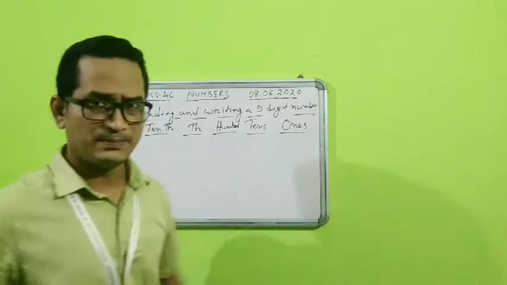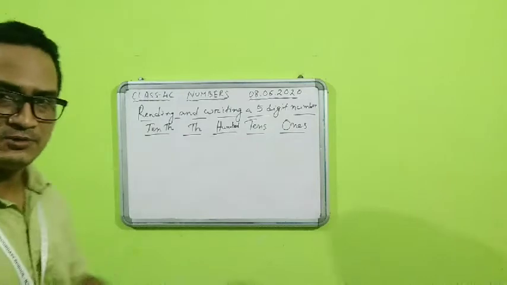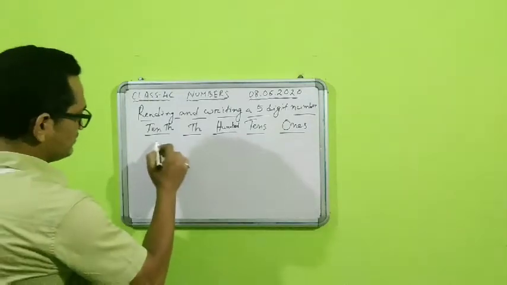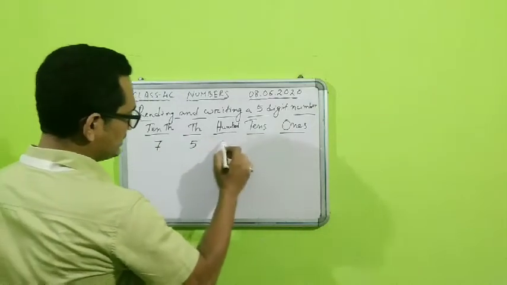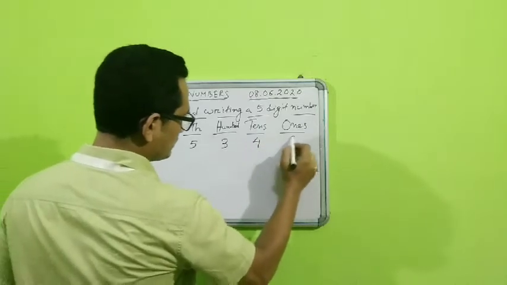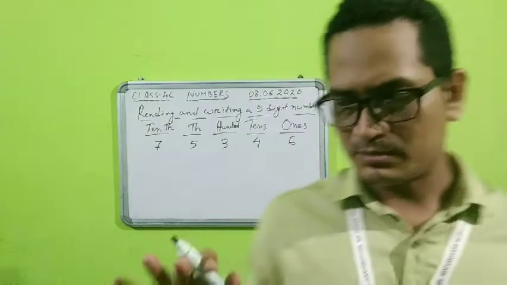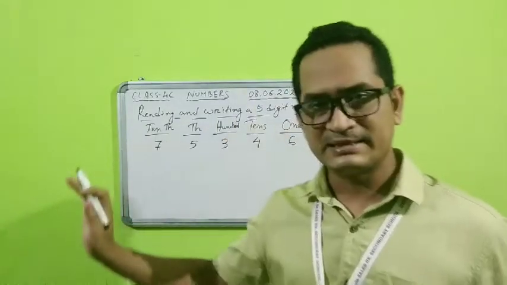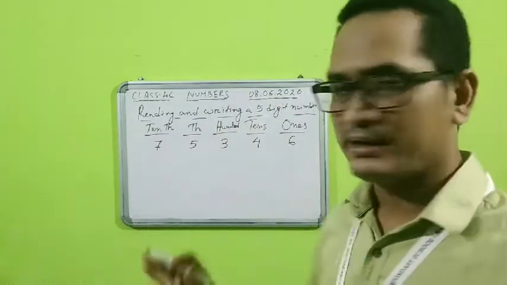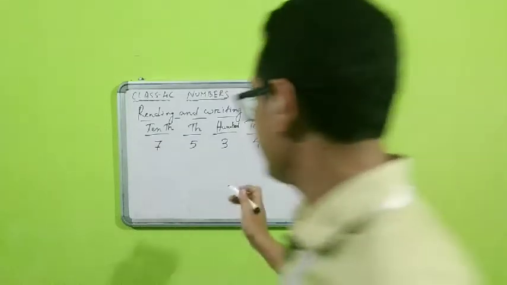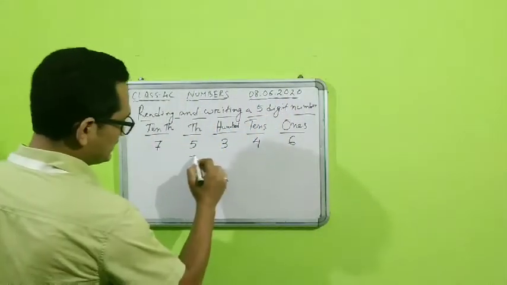100, 10s, 1s. Let us put some digits here and try to read that number. Suppose I am putting some digits here. So I have put 5 digits on the different places. Now we will try to read this number. Let us write down this number together now.